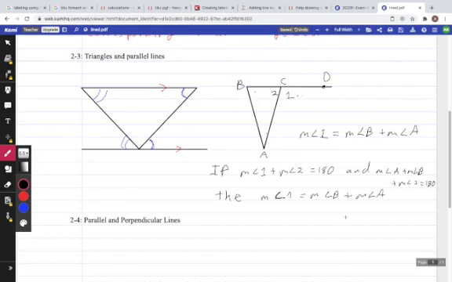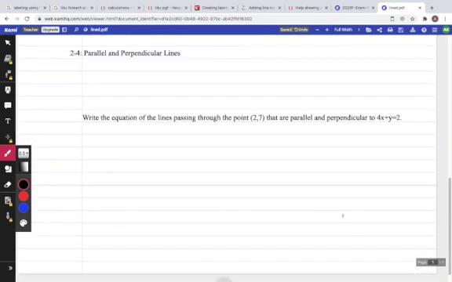Okay, the last thing that we are going to discuss here are parallel and perpendicular lines. Now, the big things are this. This is speaking strictly from an algebra standpoint. So we have two parts: identification and creation. So our identification, well, if lines are parallel, they have the same slope.